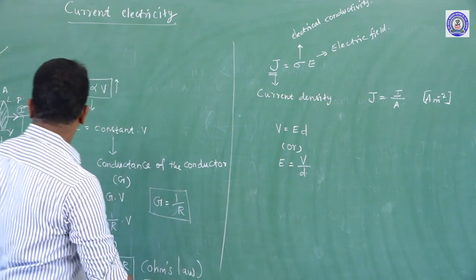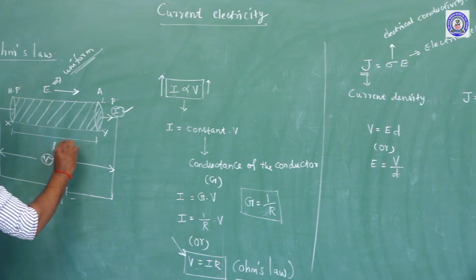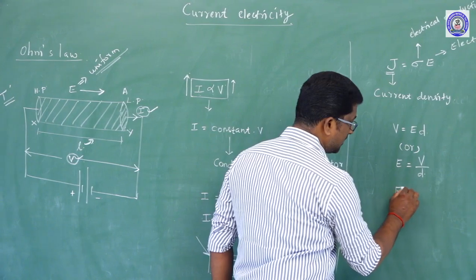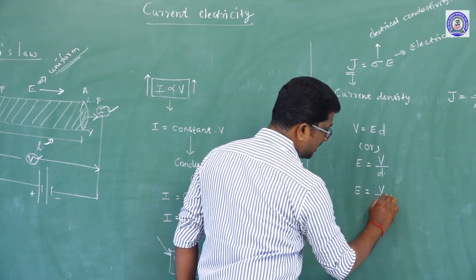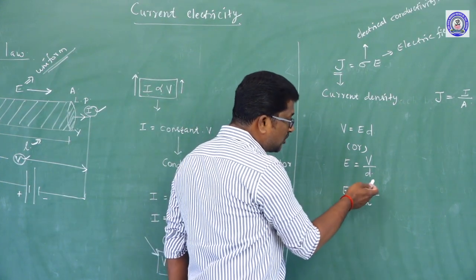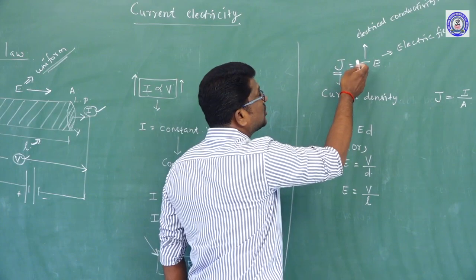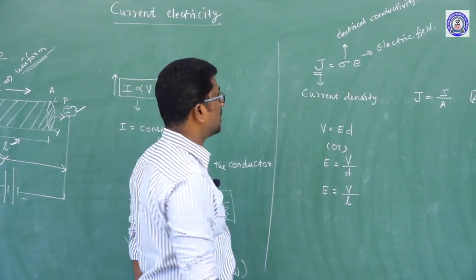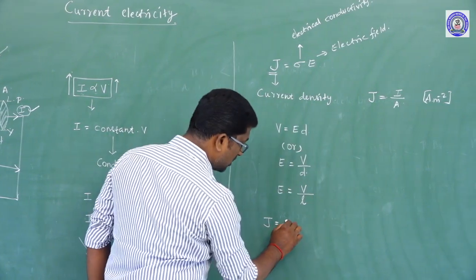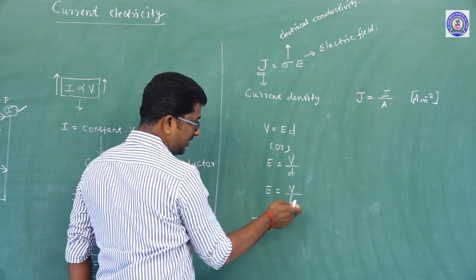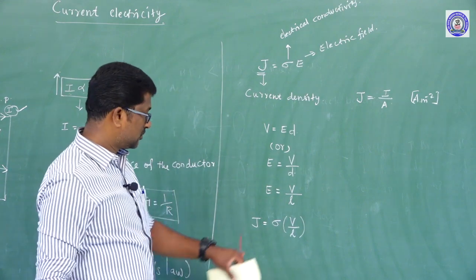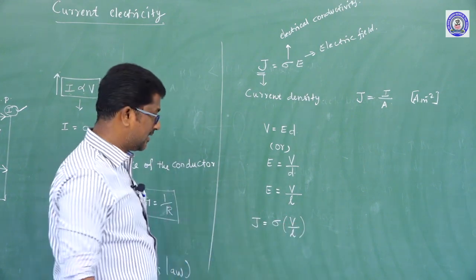D is distance. In this case, instead of D we can write the length of the wire, that is L. So this equation can be written as E equals V divided by L. Now substitute E equals V divided by L in the microscopic form of Ohm's law. Then this equation becomes J equals sigma into V divided by L.